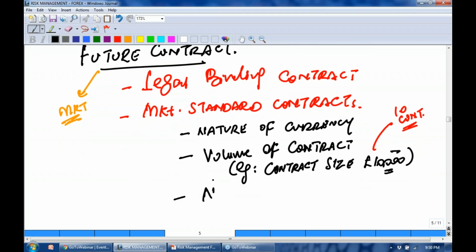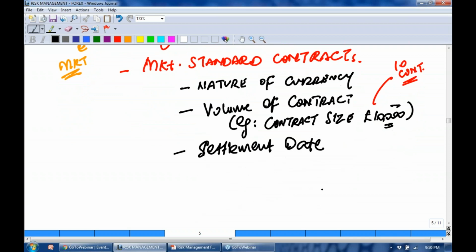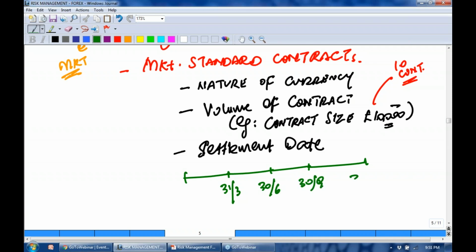Number 3, settlement date. The market is not settled according to our requirement. Market settlement standard dates: there are 4 standard dates. 31st March, 30th June, 30th September, 31st December. These are the standard settlement dates.